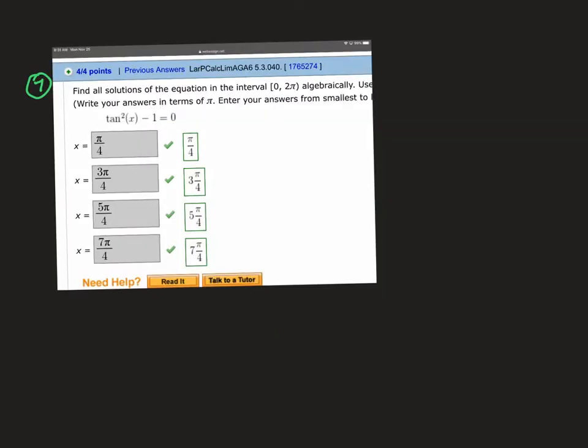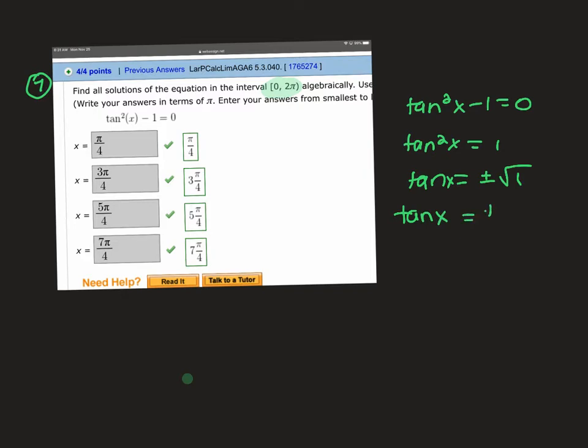This one, 7, said find all the solutions on the interval again, 0 to 2 pi. So this time it says tangent squared x minus 1 equals 0. Tangent squared x would equal 1. Tangent of x would equal the square root of 1 with the plus and minus in front of it. So we're looking for everywhere tangent is positive or -1 on that unit circle. This is all the over 4s. So pi over 4, 3 pi over 4, 5 pi over 4, and 7 pi over 4. Don't forget your plus and minus.